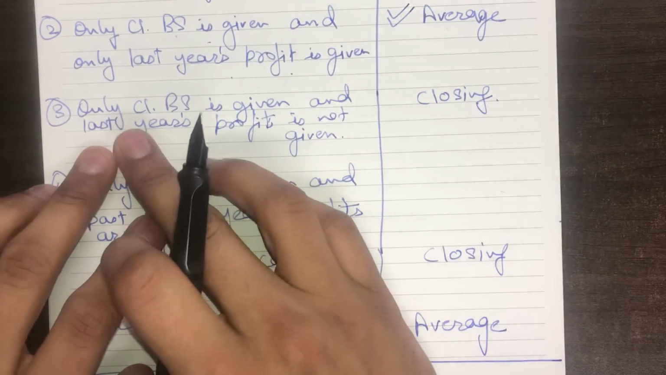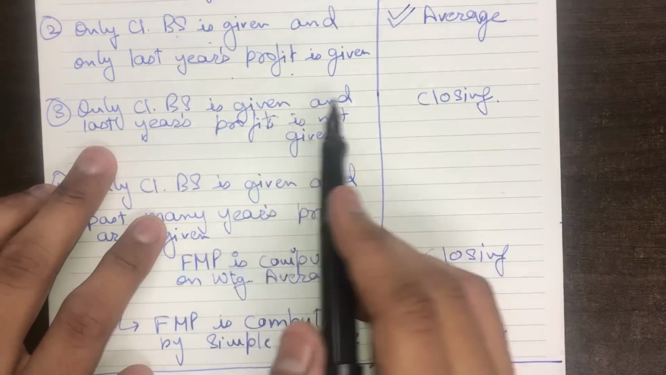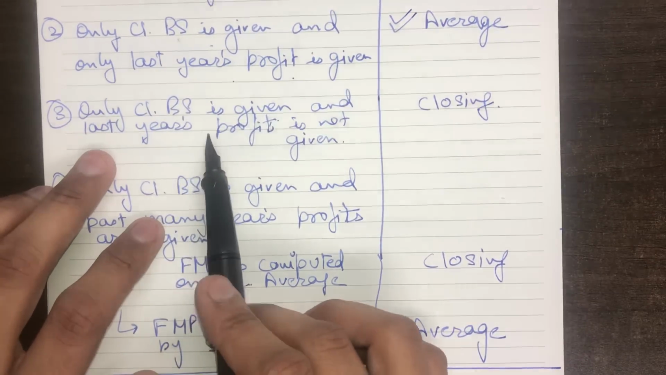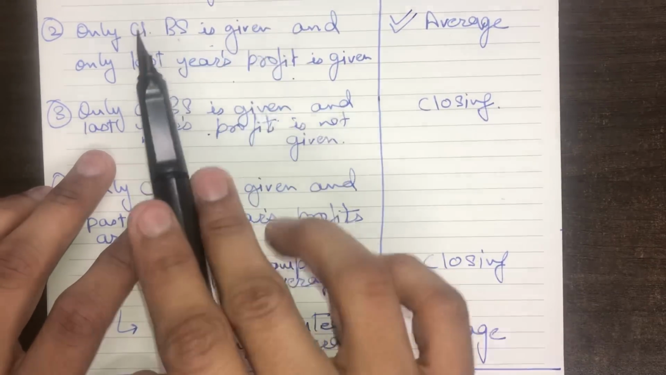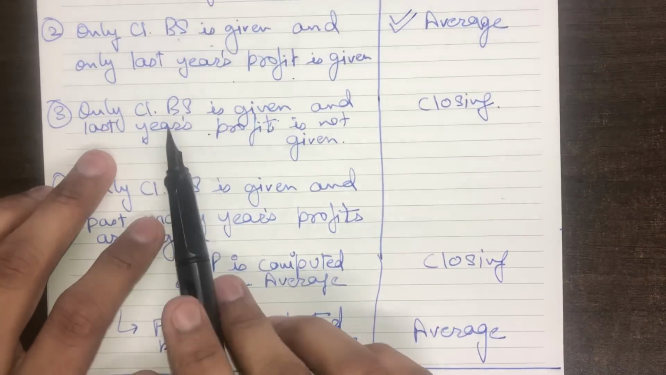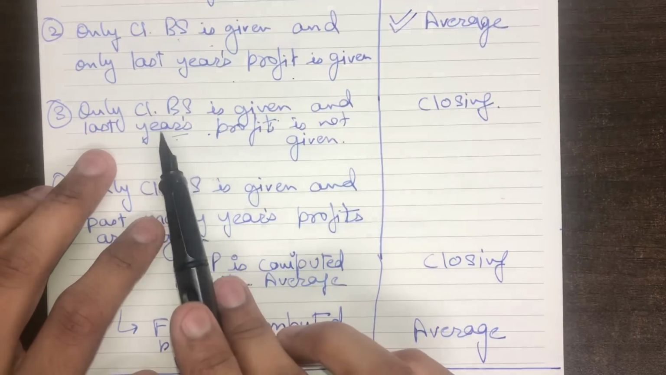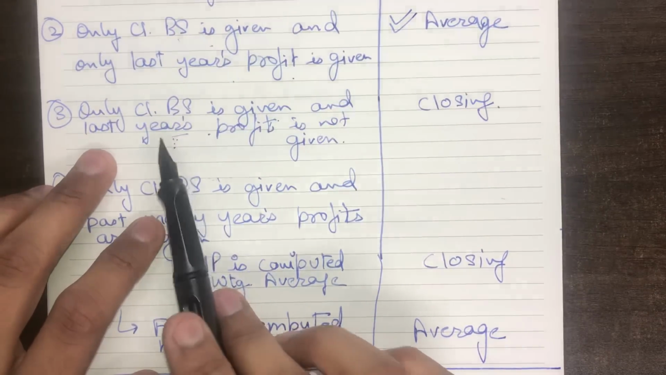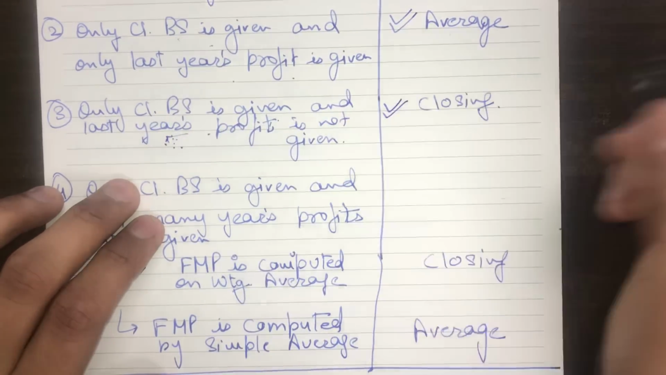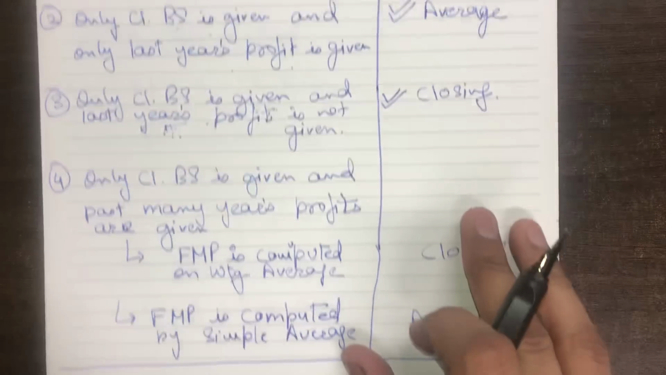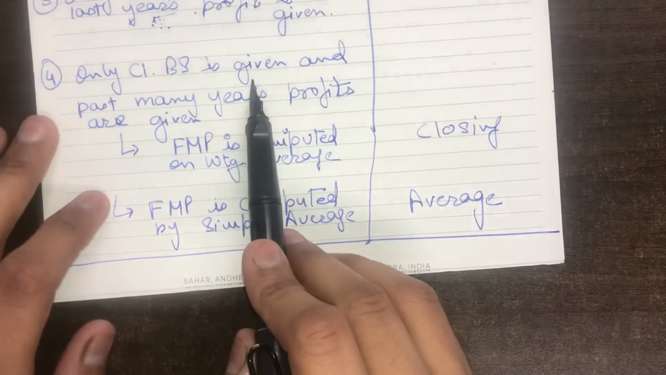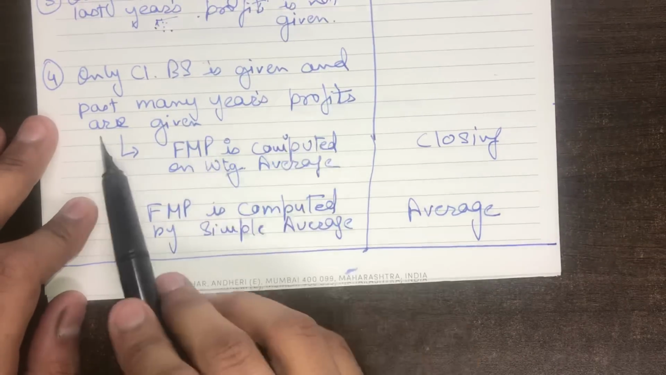Third situation is when only closing balance sheet is given to you and last year's profit is not given. So you have been given profits of say years before the last, but the last year's profit is not given. Students, if last year's profit is not given, then you will not be able to add half of the last year's profit, and hence in this situation closing capital employed is to be computed.